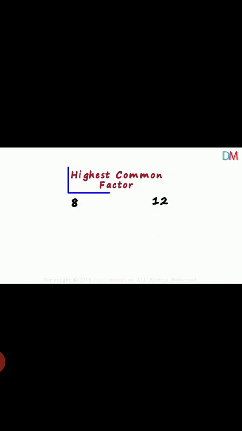We will learn about this topic with an example. We have two numbers here, 8 and 12, and we will find the highest common factor of the given numbers 8 and 12. Okay? Now, first, to find the highest common factor, we will find the factors of these numbers. So, first we have 8 here. What are the factors of 8?